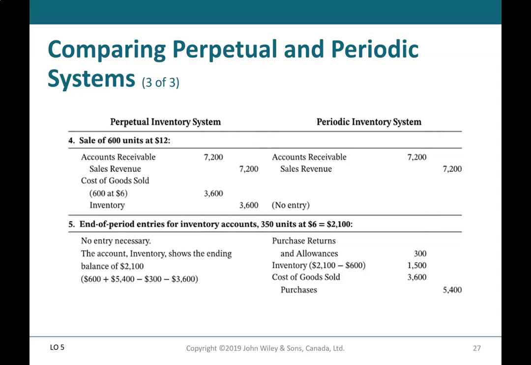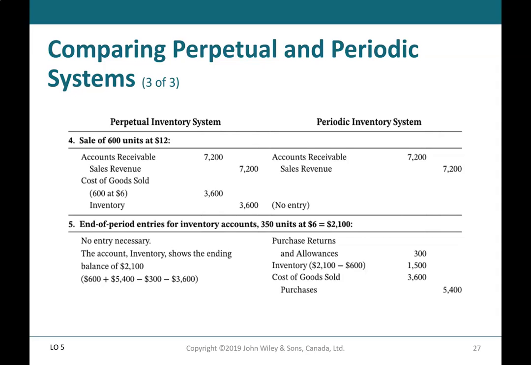Comparing perpetual and periodic systems, 3 of 3. Perpetual inventory system, sale of 600 units. You would debit accounts receivable for 7,200 and credit sales revenue for 7,200. You'd make the same journal entry under the periodic inventory system. But under the perpetual inventory system, you would make an additional journal entry to remove the inventory from the account once it's sold. You debit cost of goods sold for 3,600 and credit inventory for 3,600, whereas there's no entry under the periodic inventory system.